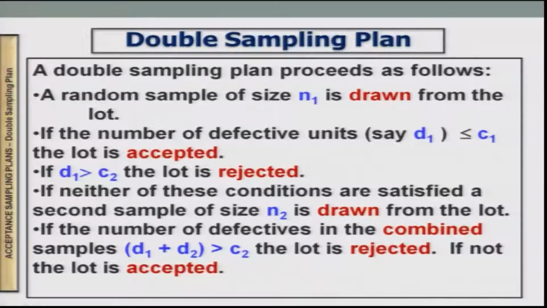Now, if neither of these conditions is satisfied, obviously because C2 is greater than C1, in the case when we pick up D1, the D1 value may be greater than C1 but less than C2. So then what do you do? If neither of these conditions is satisfied, a second sample of size N2 is drawn from the lot. If the number of defects in the combined sample, D1 and D2, is greater than C2, it is rejected. If not, the lot is accepted. But in many cases it may be possible that the sum of D1 and D2 is less than C2, and then some decisions have to be taken accordingly.